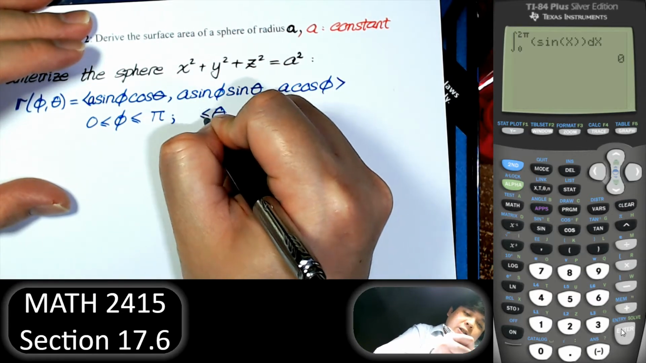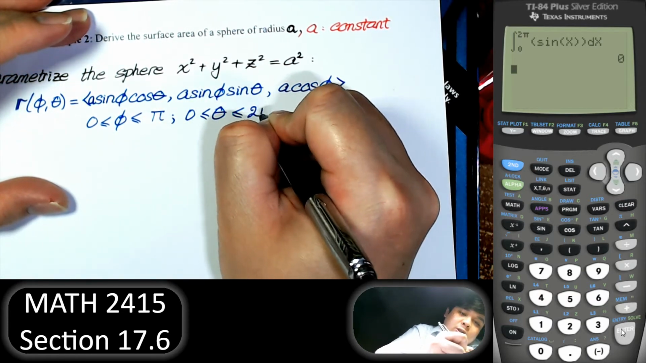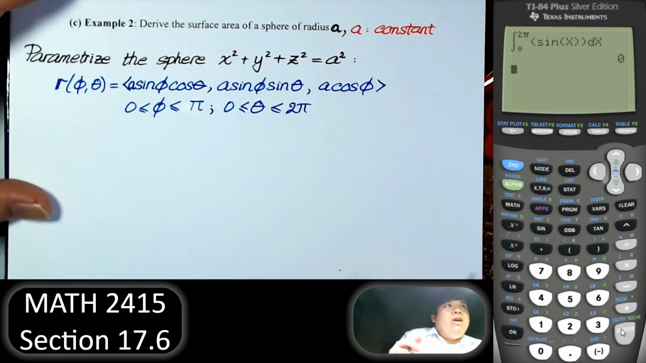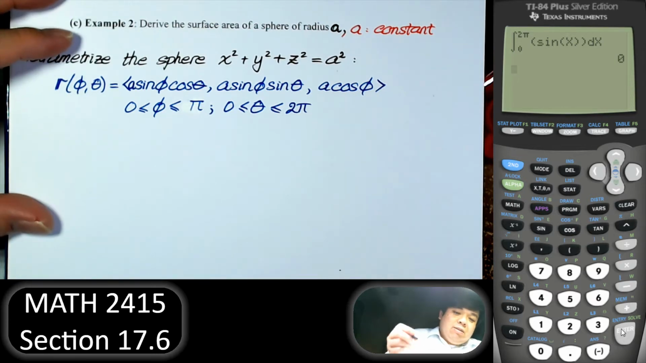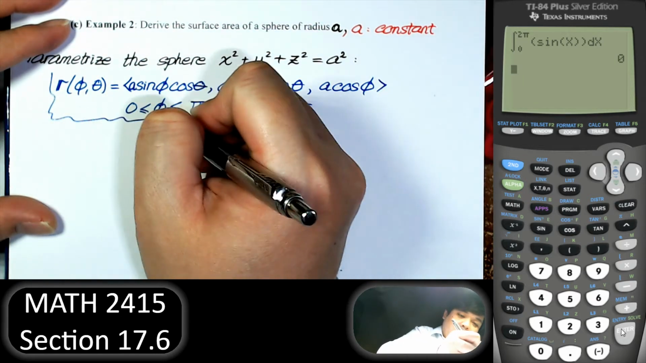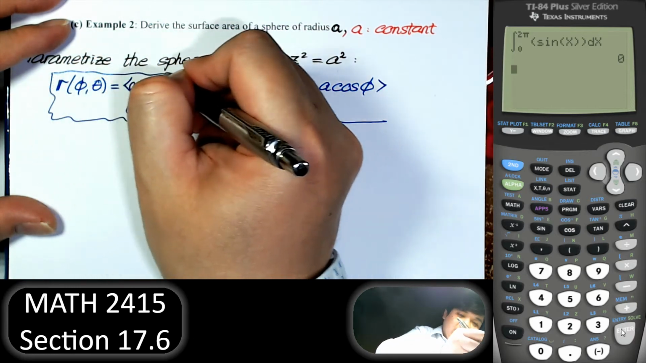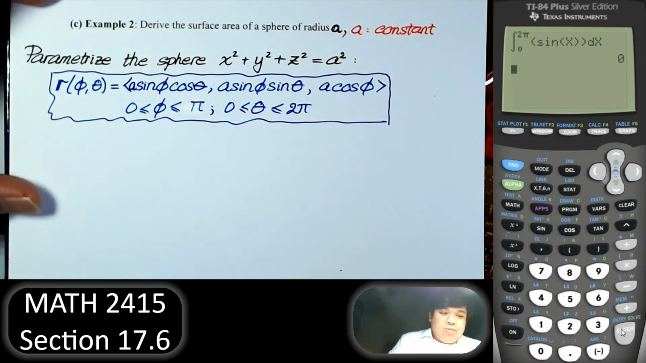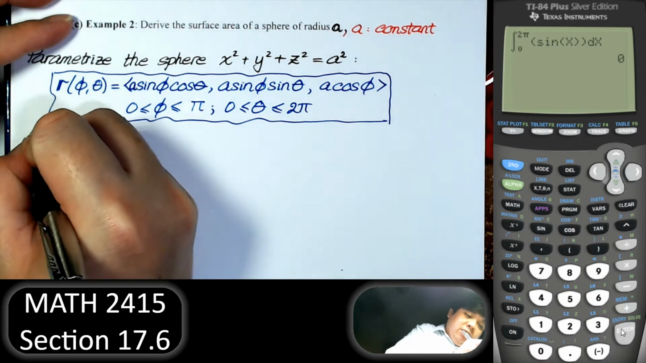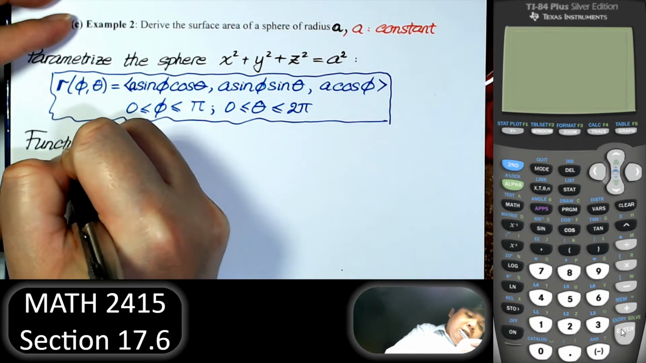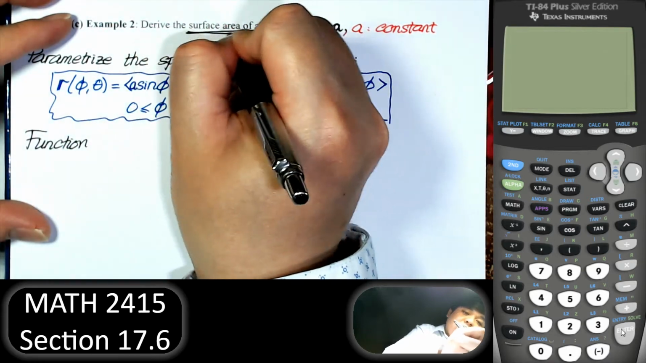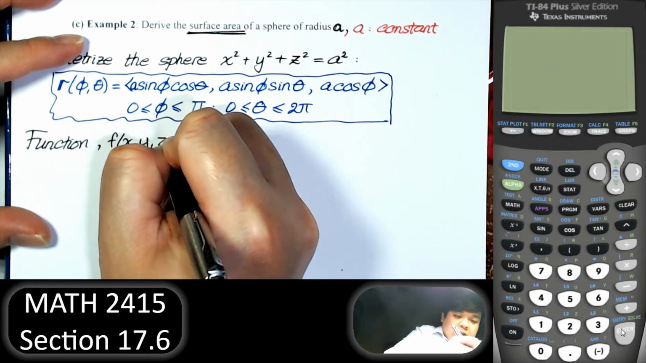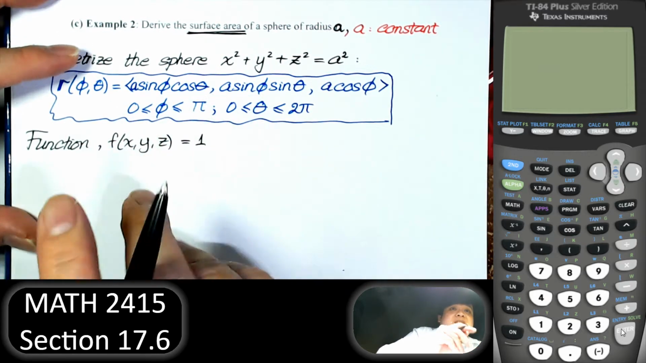And theta 0 to 2 pi. Right, simple enough. The first step is knowing what x, y, and z are in terms of the parameters. That's good. Next, a function. Since this one we just want the surface area, the function is equal to 1. The density is equal to 1.